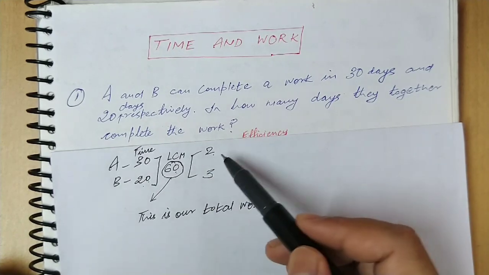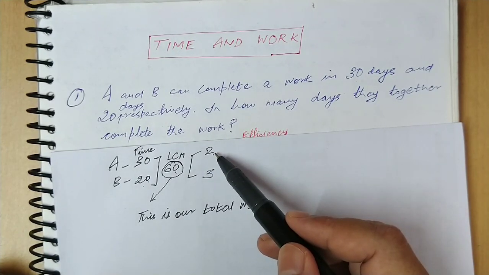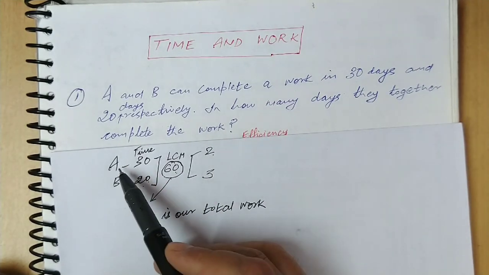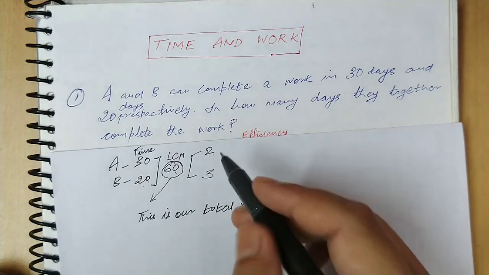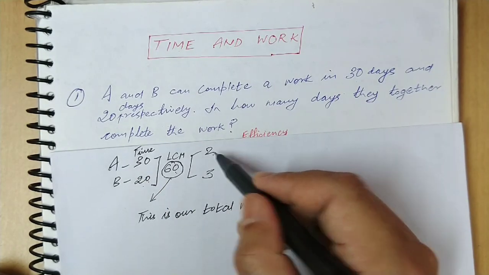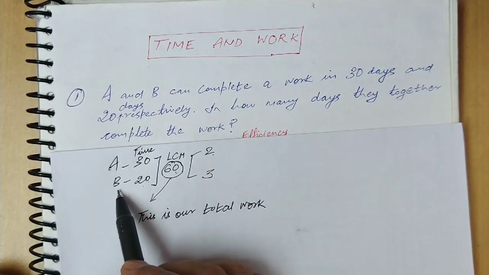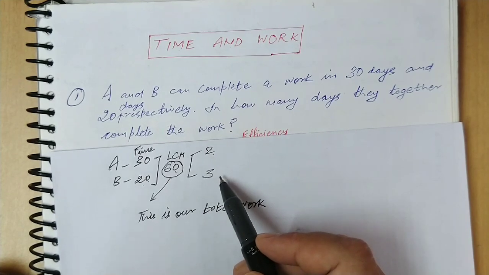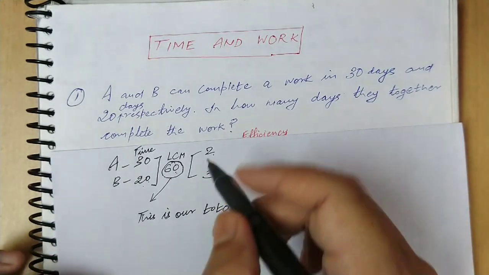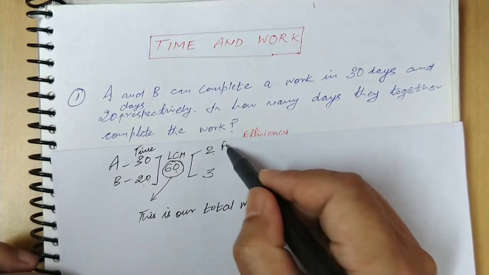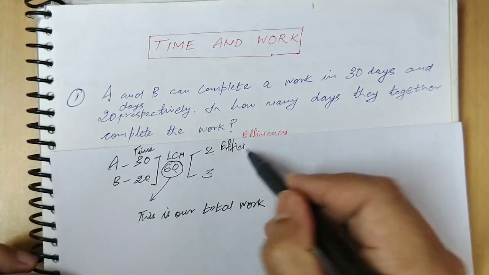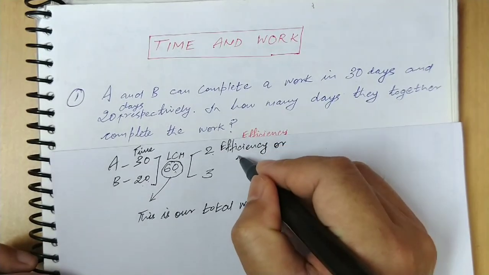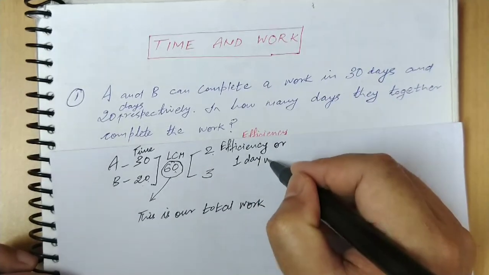Now this 2 is our one day work of A, or we can say 2 is the efficiency of A. If A alone works for a day, then he can complete 2 units of work, and if B works for a day alone, then he can complete 3 units of work in a day. I'll write it for you. This is our efficiency or 1 day work.